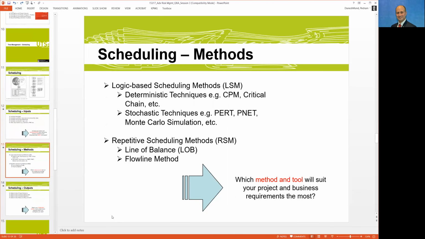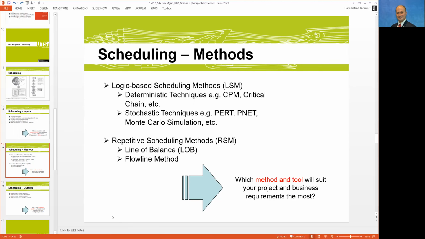The other part of the challenge is the methodology. If you have developed the schedule yourself, most likely you have used the critical path analysis or critical path method, or CPM, which is some sort of logic-based scheduling method, right? But there is a wide range of different methodologies that the industry uses. CPM is one of the deterministic ones, but there is also critical chain. There are a number of other ones, but there are some stochastic techniques as well, or probably some sort of range, like PERT, like PNET, like Monte Carlo simulation.